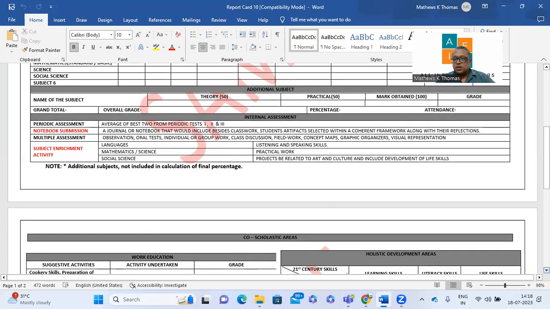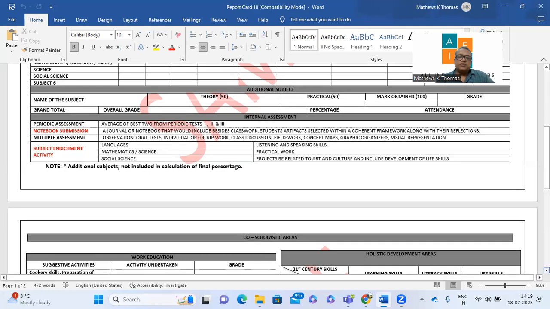So what are the parameters? As I said, what are the parameters on which you will assess? That you can give here. Periodic, is it best of 2? Is it average? Whatever it is. Portfolio, what is the portfolio? What is multiple assessment? And what is the subject enrichment activity? That can be described here. It becomes easier when you read the report what it is. So as I said, subject enrichment can involve practical work. In languages, it can be listening and speaking skills. In social science, it can be any project or map work or something like that, which you normally do.